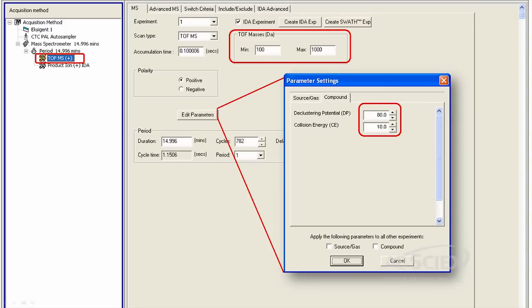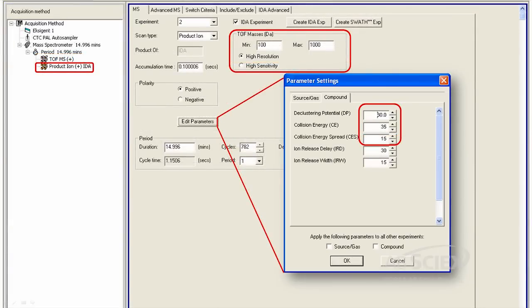And even better, setting up a non-targeted data acquisition method is easy. Just a few fields to enter, and then you're ready to start running samples.